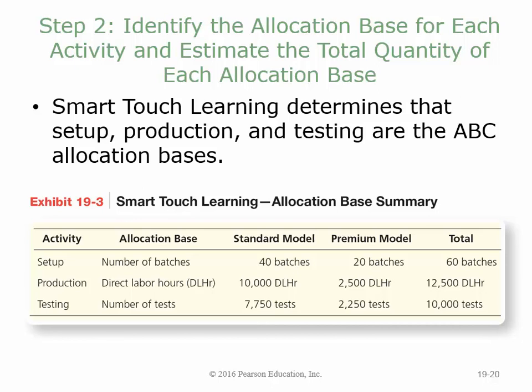All right, so step 2 is identify the allocation base for each activity. I already went through that. Setup, number of batches; direct labor hours for production; number of tests for testing. They know how many hours and batches and tests there are for each model.